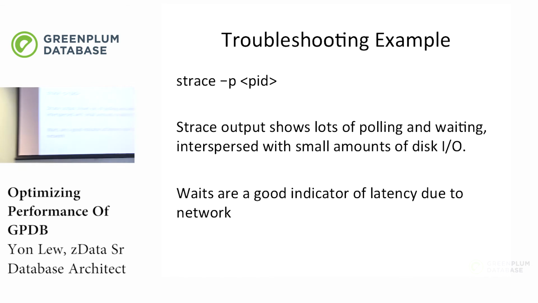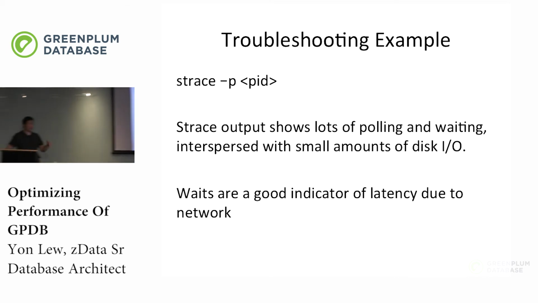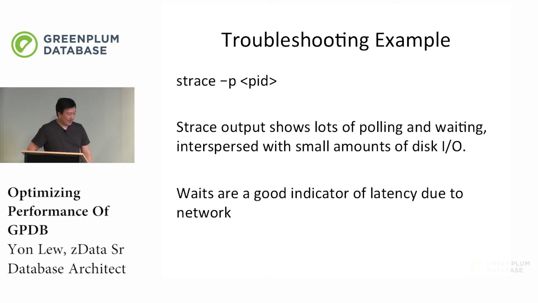So since that looks okay, what we're going to do next is grab a process at random on one of the segment hosts, and we actually just run strace -p on it. And strace is just an operating system utility that dumps what the process is doing out to the terminal. I thought that I had the output from strace, but I didn't, so take my word for it that what we saw was lots of polling and waiting. And then it does a little bit of disk I/O, and then lots of polling and waiting, and then a little bit of disk I/O.